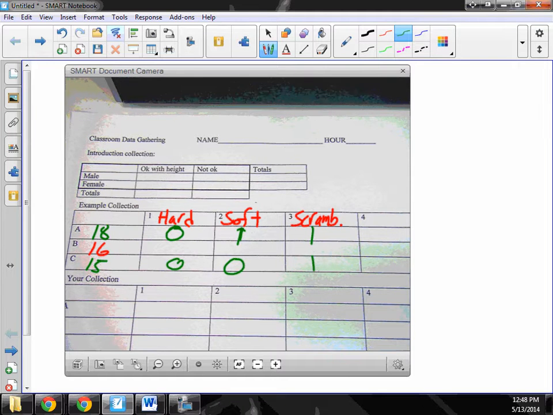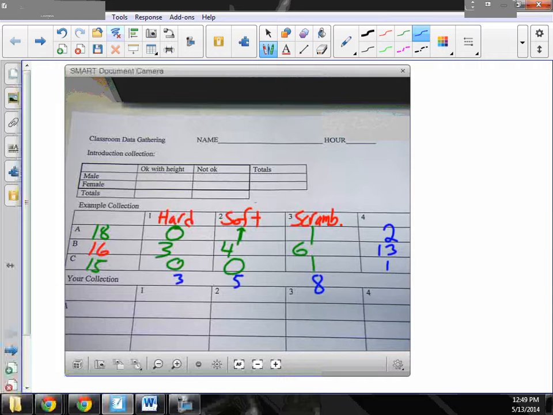16-year-olds, hard fried eggs. 1, 2, 3. Soft fried. 1, 2, 3, 4. And scrambled. 1, 2, 3, 4, 5, 6. Now those numbers should add up to be 16. Did we mess up? 1, 2, 3, 6, 16. We're good. So I'm going to write out the totals. 2, 13, 1, 3, 5, and 6, 7, 8.